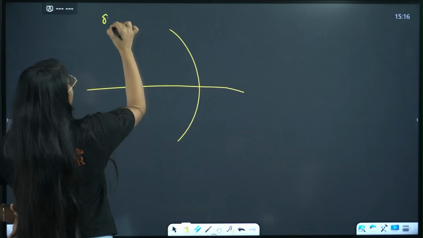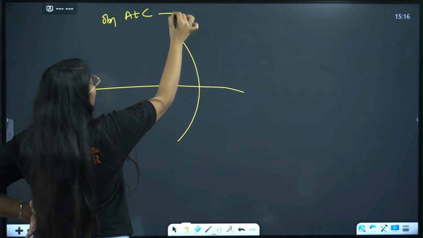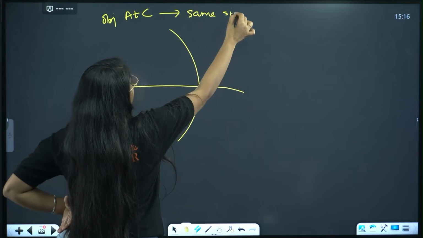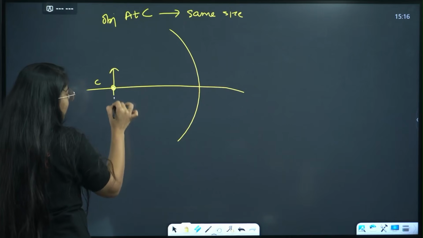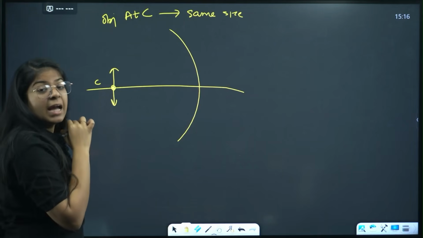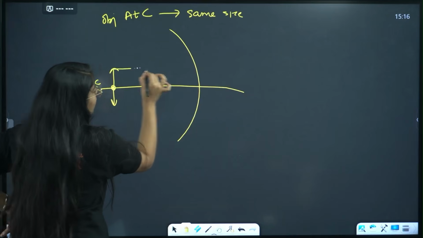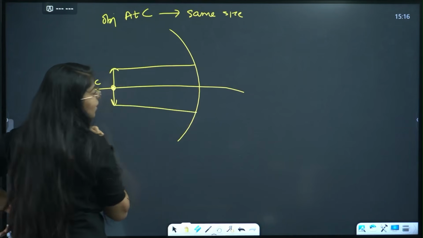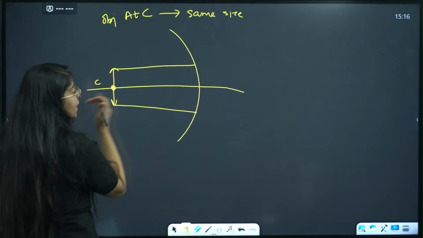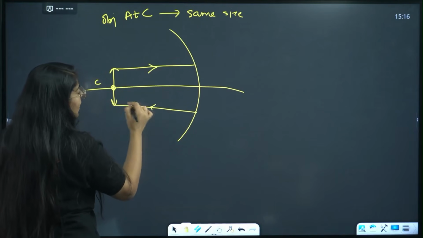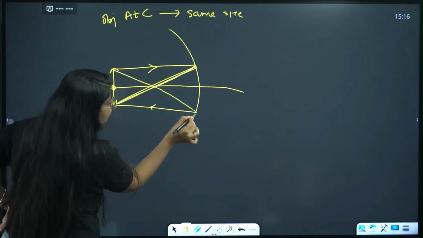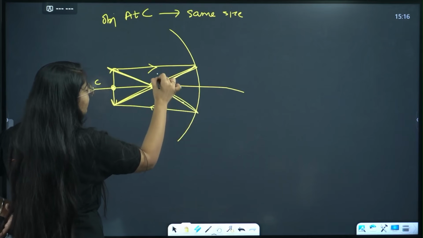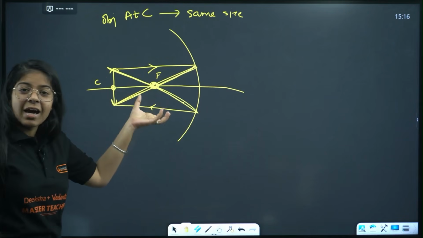Then in the case of the object at C, we know the image will be of the same size, so you have to be very careful. At the center of curvature, make the object and make the image of the same size. Now one ray goes parallel, and another ray should also go parallel. Listen to me very carefully. Just make these two rays. This is going and this is coming. Now make sure that these two are connected, and they are passing through one point. That is my focus.